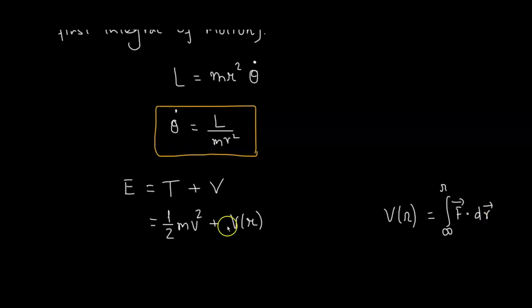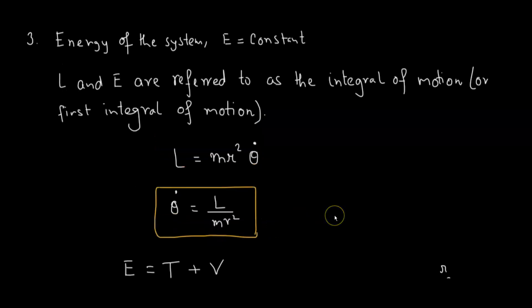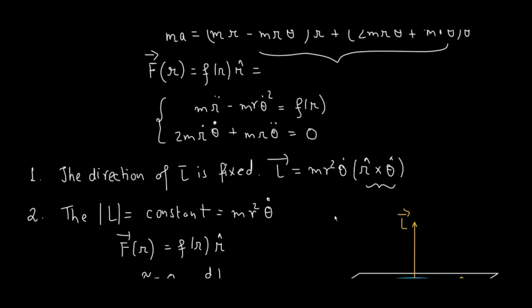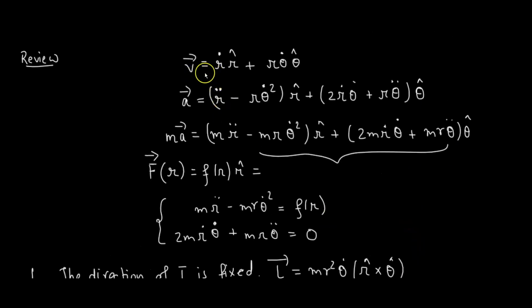Right. Now we already have mentioned the expression for velocity. So our velocity was given by v vector equals r dot r cap. So let's use it right away here.